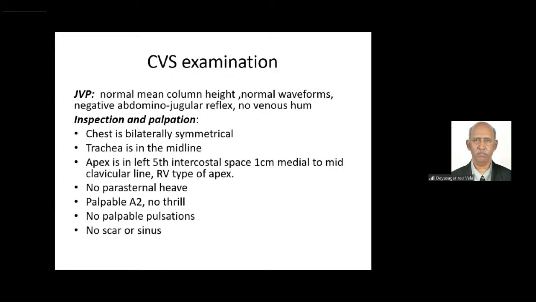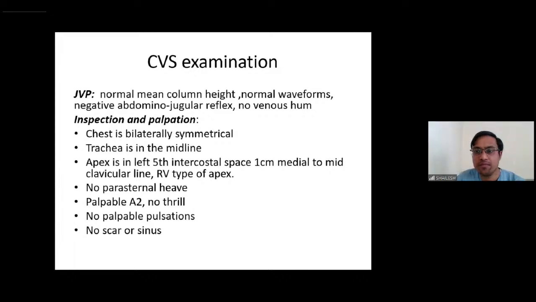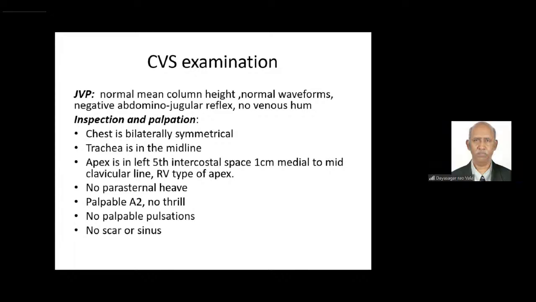So I think unless you are very much convinced, is there a parasternal heave present? Not present, no, sir. No parasternal heave is there, sir. So if you say the apical impulse is right ventricular and a parasternal heave is not present, is it possible?